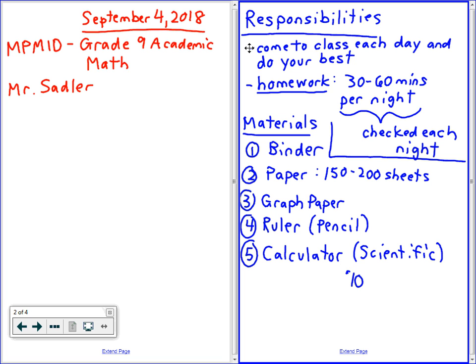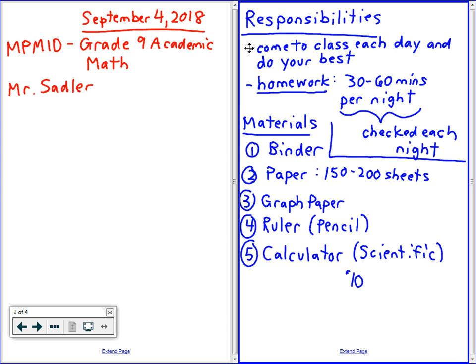Cell phones can be a distraction for kids. Texting and playing Fortnite or whatever they happen to do on their cell phones, okay? So please do not bring your cell phone to class. You will not need it. There's my mean talk for the day.